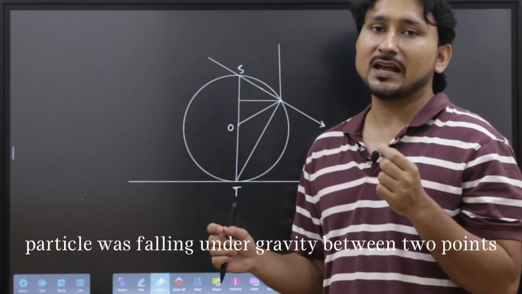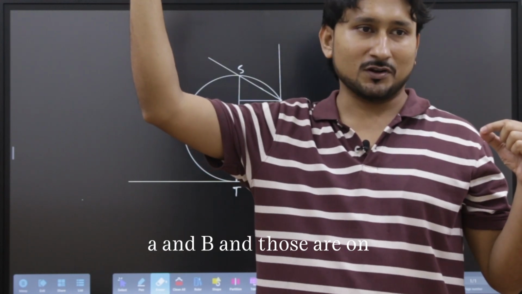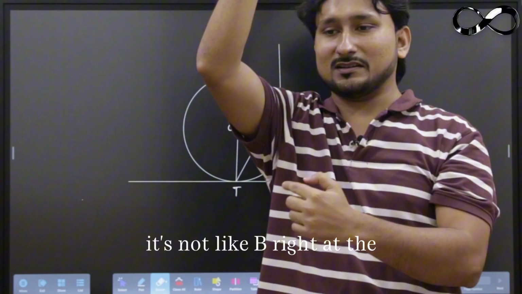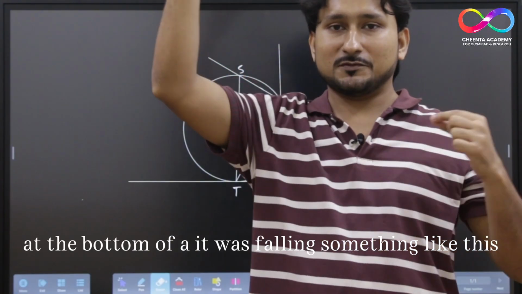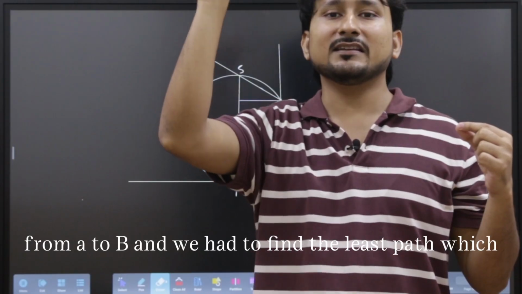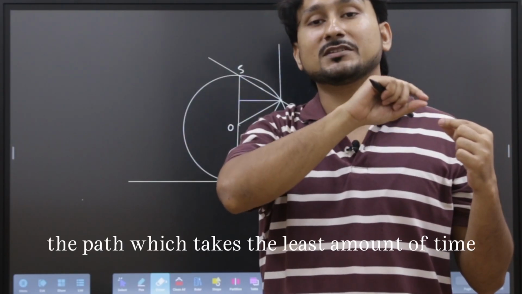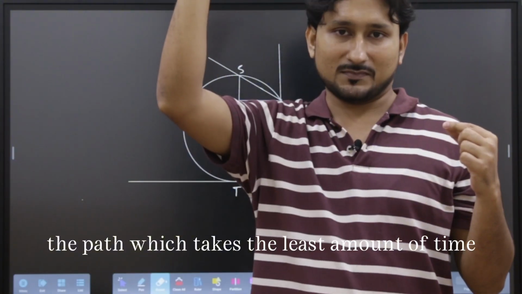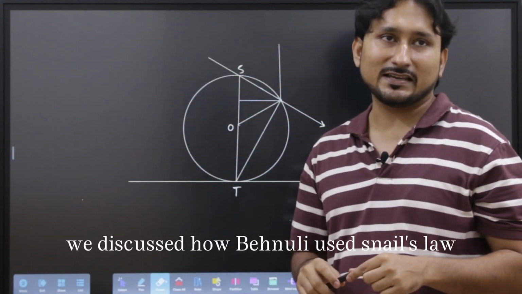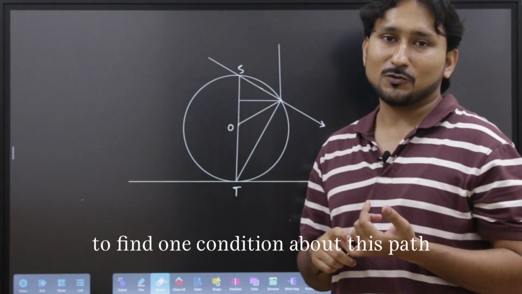A particle was falling under gravity between 2 points A and B, and those are on two different vertical levels. It's not like B is right at the bottom of A. It was falling something like this from A to B, and we had to find the least path, the path which takes the least amount of time. Okay. Now, in the previous video, we discussed how Bernoulli used Snell's law to find one condition about this path.